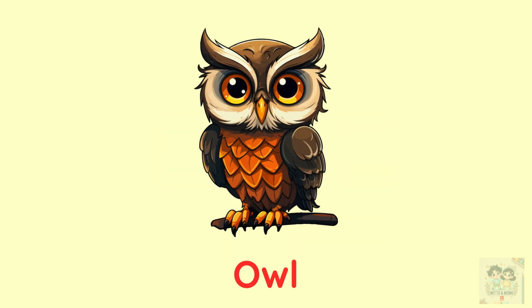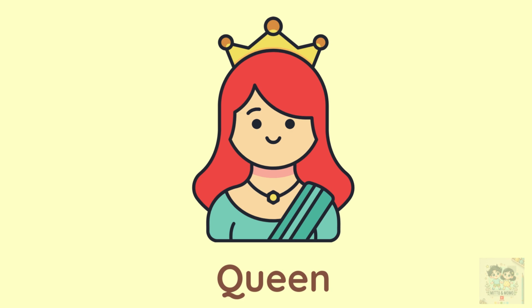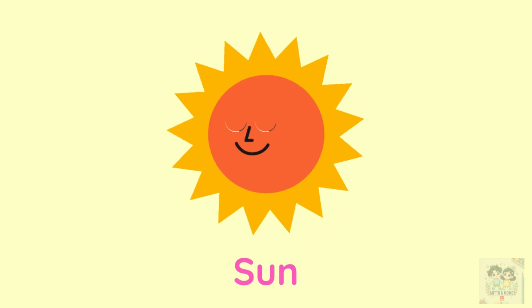O. O is for owl. P. P is for parrot. Q. Q is for queen. R. R is for robot. S. S is for sun.